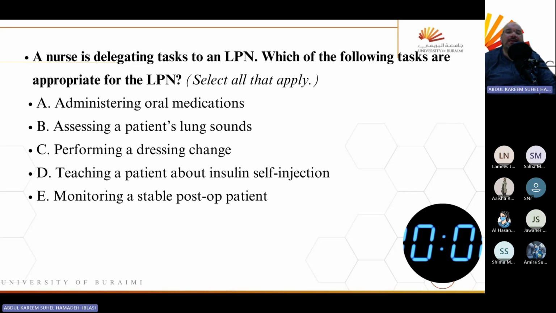Administering oral medication, assessing patient lung sounds, performing dressing change (wound dressing), teaching patient about insulin self-injection, monitoring stable post-operative patient.